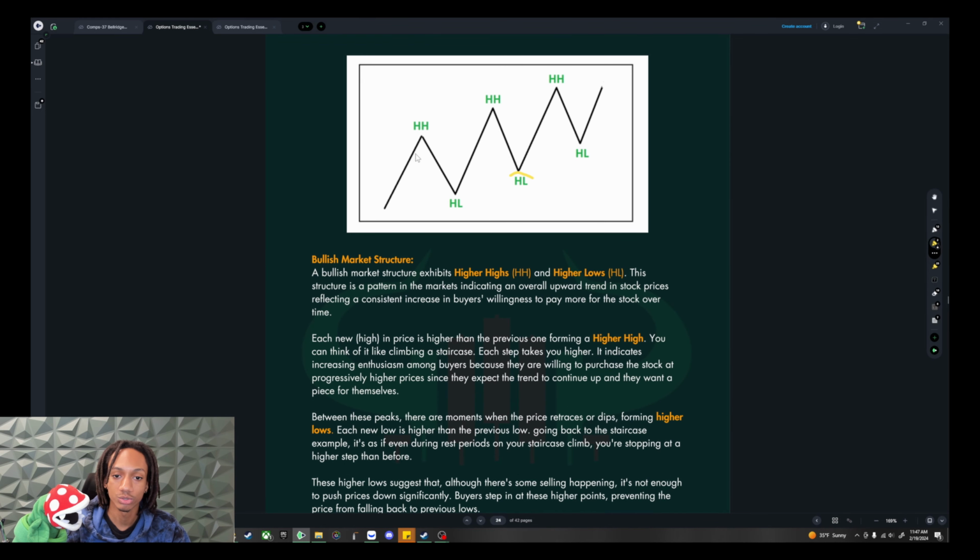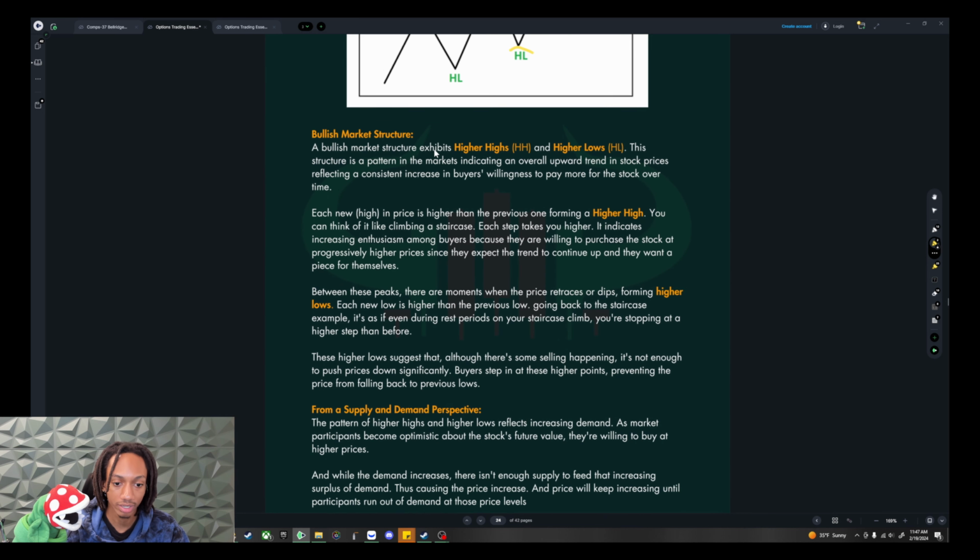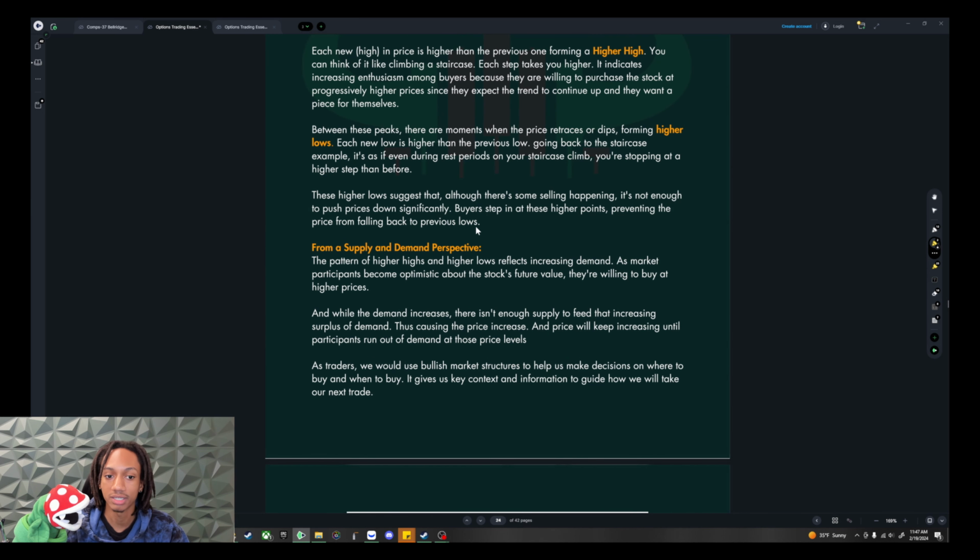And the higher lows suggest that even though there is still selling, price is always going to sell, people are going to take profit, things are going to pull back, buyers are still stepping in because there's not enough of a surplus of supply to keep pushing prices down, and there's more demand than there is supply. So no matter what, price keeps going up higher.